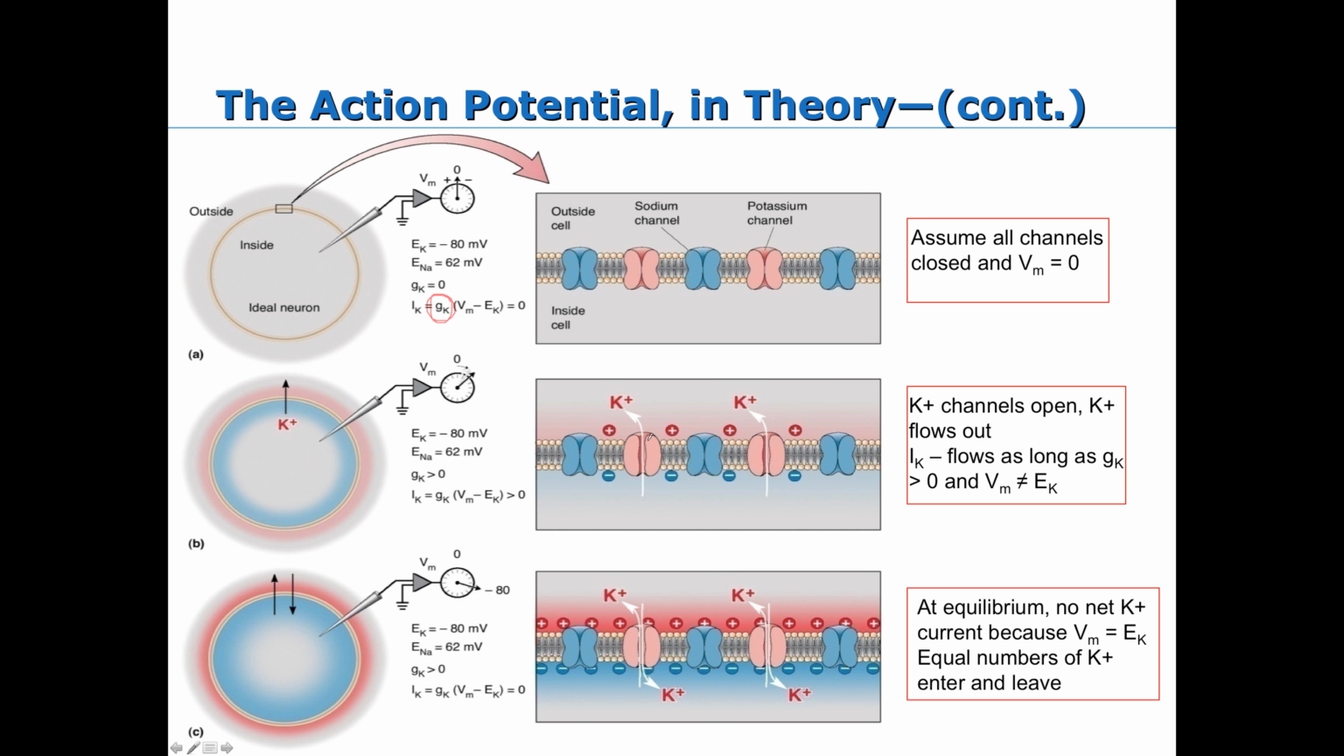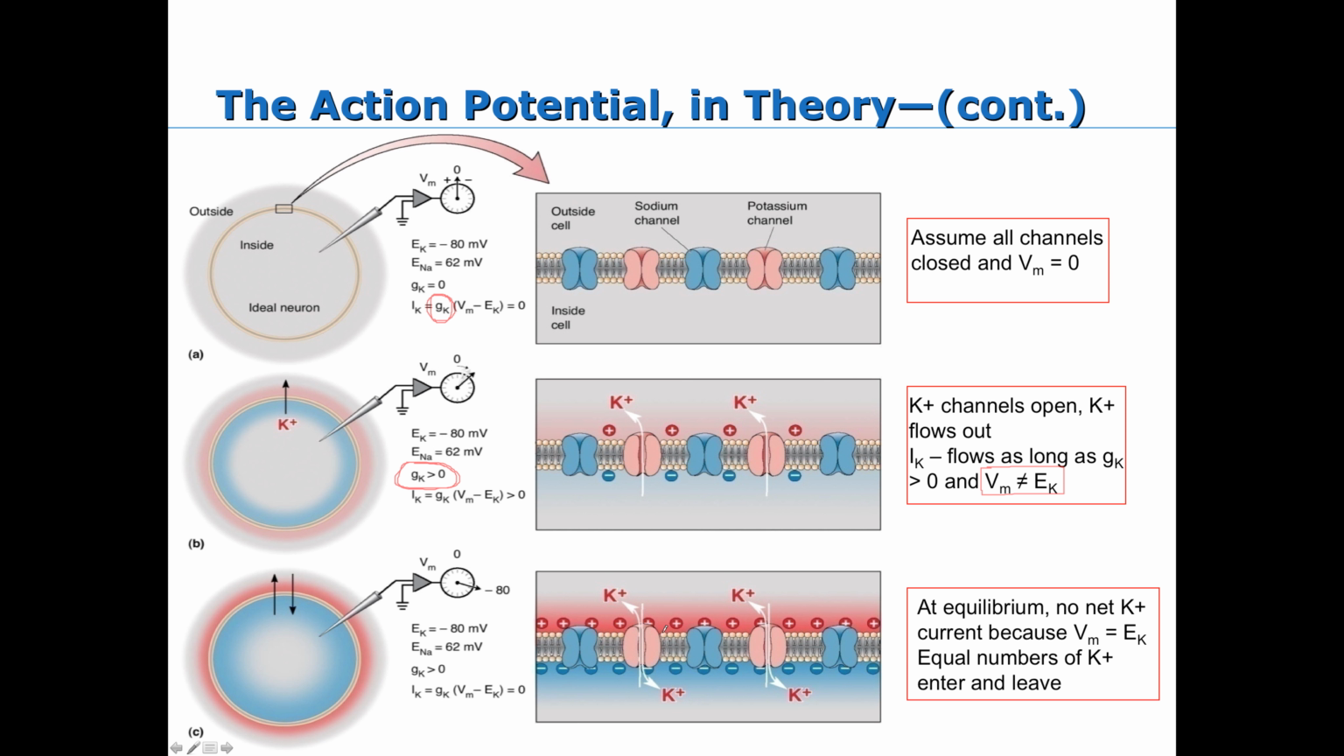Now, let's say we open up some potassium channels. The conductance of potassium is now greater than 0. So potassium channels are open, and potassium is going to flow out. The potassium current flows as long as the conductance is greater than 0 and the membrane potential of that cell is not equal to the equilibrium potential of potassium. So assuming that the membrane potential is not negative 80 and that there are channels that are open, you are going to have potassium current flow.